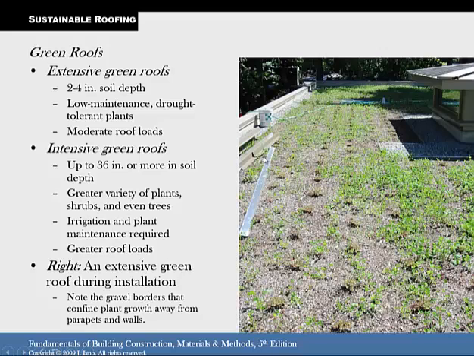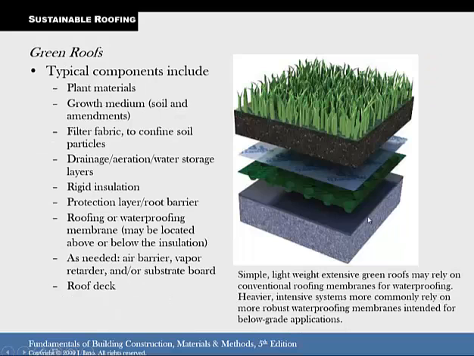This is just the terminology. An extensive green roof has 2 to 4 inches of soil. An intensive has up to 36. This is an intensive green roof. These are the different layers. Obviously you'll have to have a beefed up structure because you're going to have dirt and stuff on top of it.